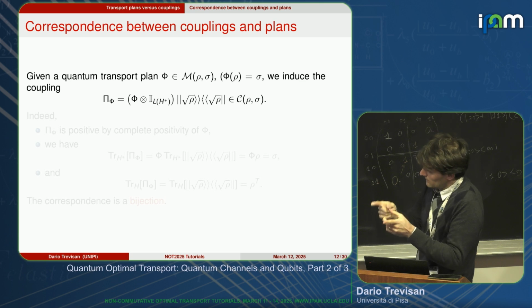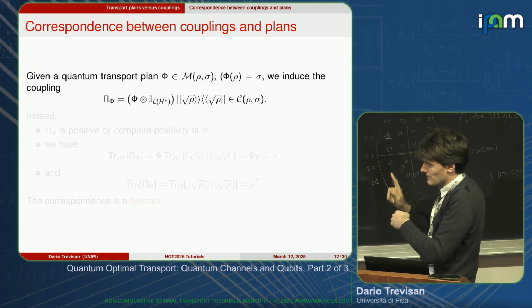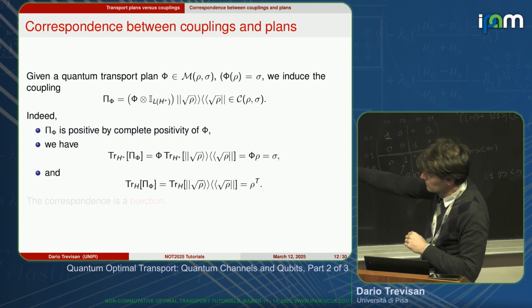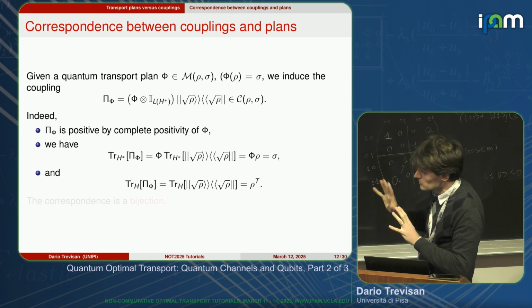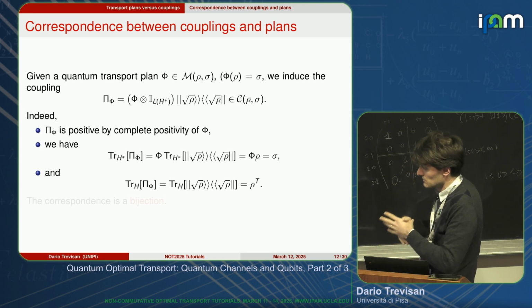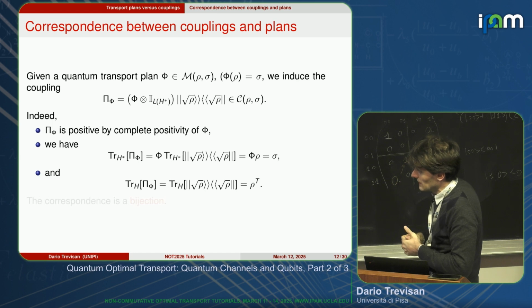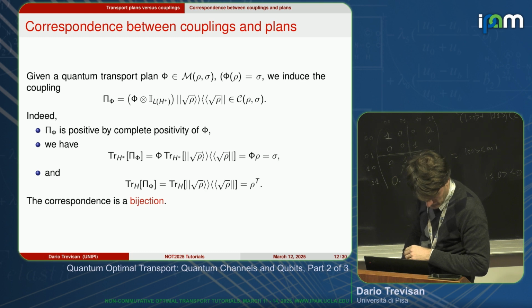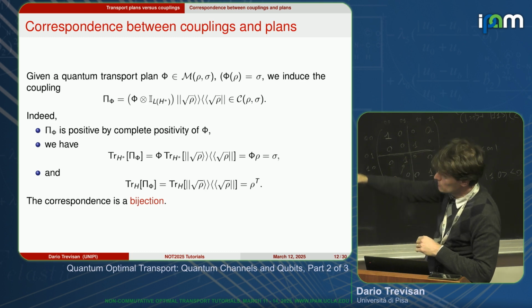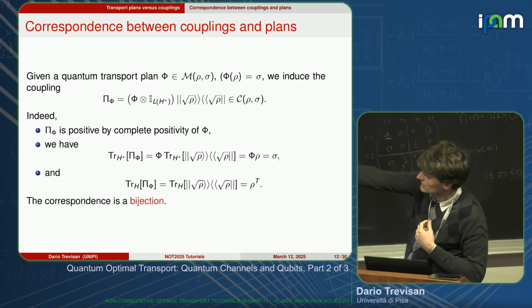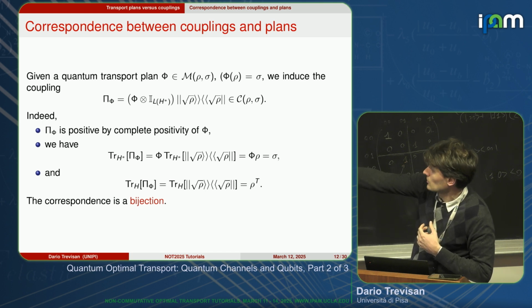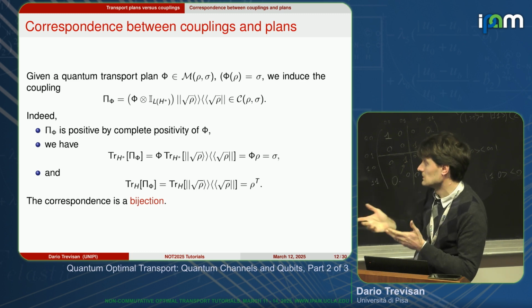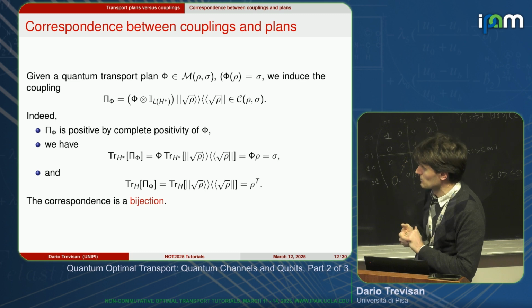So at least you can say, given a plan, you find a coupling in this sense. Well, and actually this is positive because you are doing phi tensor the identity, so the fact that this will be still positive is because of complete positivity. And you can check, okay, this is maybe not so easy. So the point is that since you're acting only on the first factor, when you do the partial traces, the partial trace over H star will enter the action of phi, okay? We need maybe some more properties on the partial traces here.